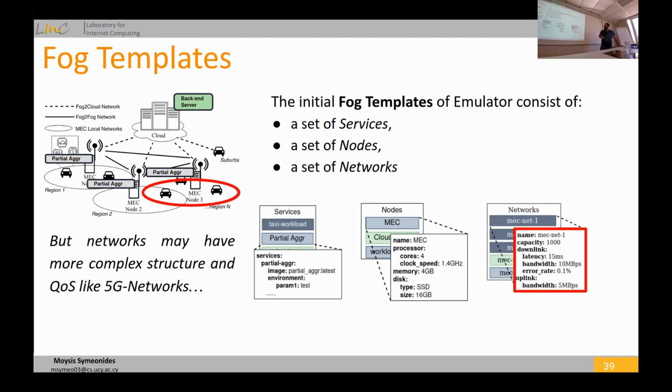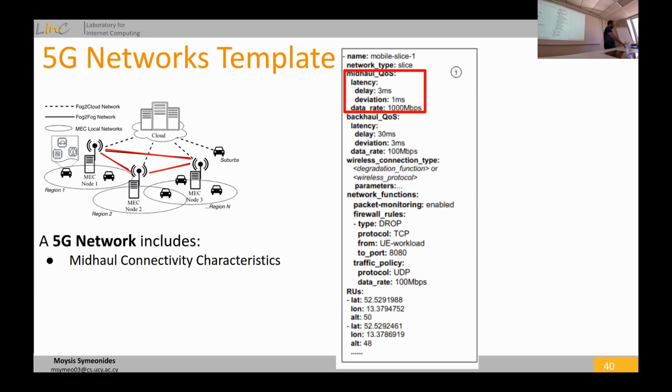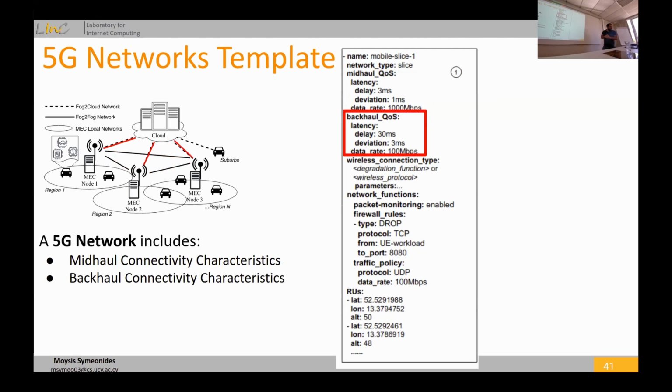But of course, there are many networks that are not so simple. For that reason, we introduce 5G network templates. Let us assume that the previously mentioned use case utilizes a 5G network. In a 5G network, we can have mid-haul connections, the connections among the MEC nodes. We can have backhaul connections and the QoS, which are the connections between the MEC nodes and the cloud.